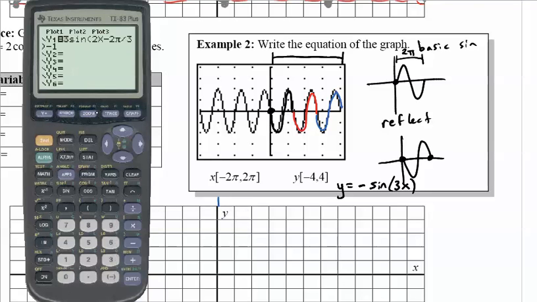Let's check if that works. Negative sine 3x. And I'll use the same window as they use here. They went from negative 4 to 4.